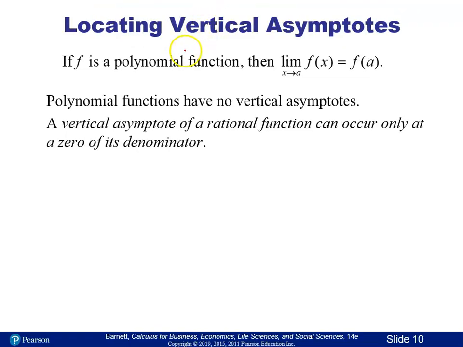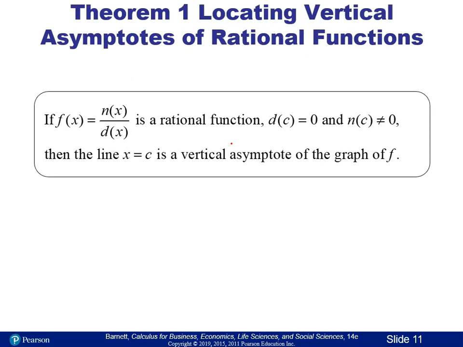If we have a polynomial function, a polynomial would be something like f of x equals x squared plus 2x plus 3. These have no vertical asymptotes. A vertical asymptote only occurs on a rational function, and it only occurs at the 0 of its denominator. So this is something to look for when you're talking about rational functions. Anytime you have a polynomial over another polynomial, you need to look for where that denominator is equal to 0, and that's going to give us the location of our vertical asymptote and also the place where we might have these infinite limits.